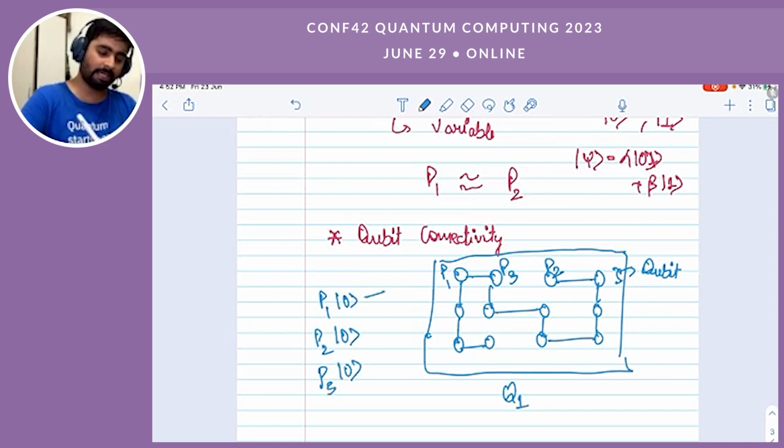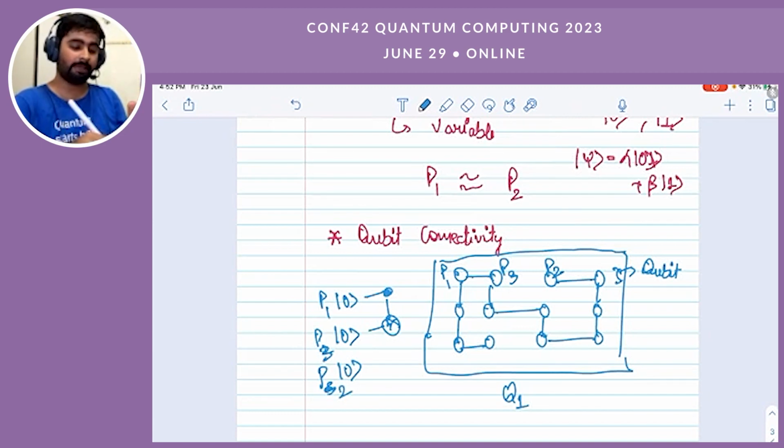Say I have to use a CNOT gate, which is a 2-qubit gate, and I want to make the control qubit at P1 and the NOT gate at P3. It's easy to see that if I want to perform this simple operation, it is possible, as my connectivity map tells me that there is a direct connection between the P1 and P3 qubits.